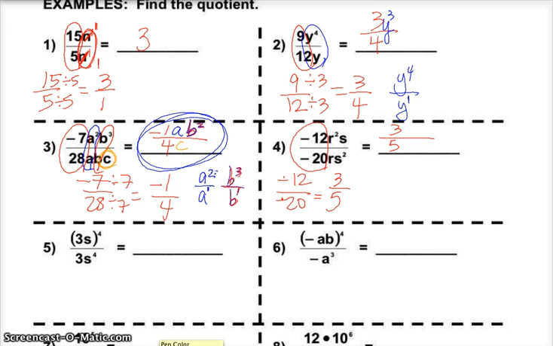Look at your r's. R squared divided by r just gives us r to the 1 in the numerator. Look at our s's, we have s divided by s squared. There's more s's in the denominator. We go 2 minus 1, but the leftover s to the 1 power is in the denominator. So this is my final answer: 3r divided by 5s.